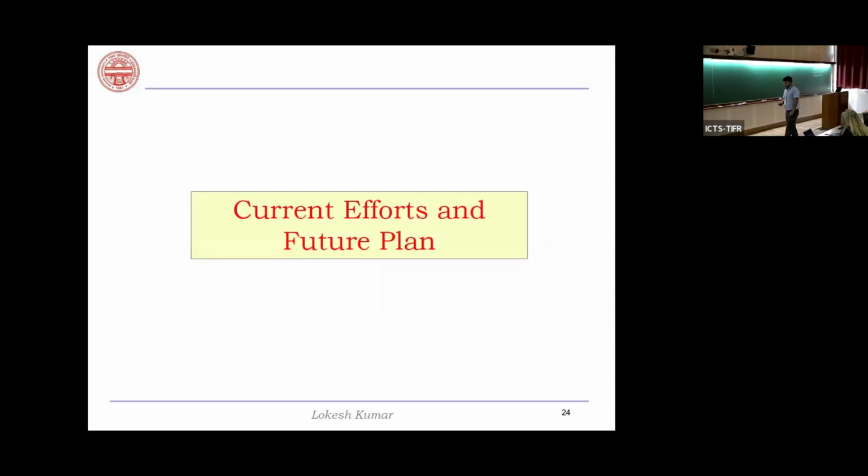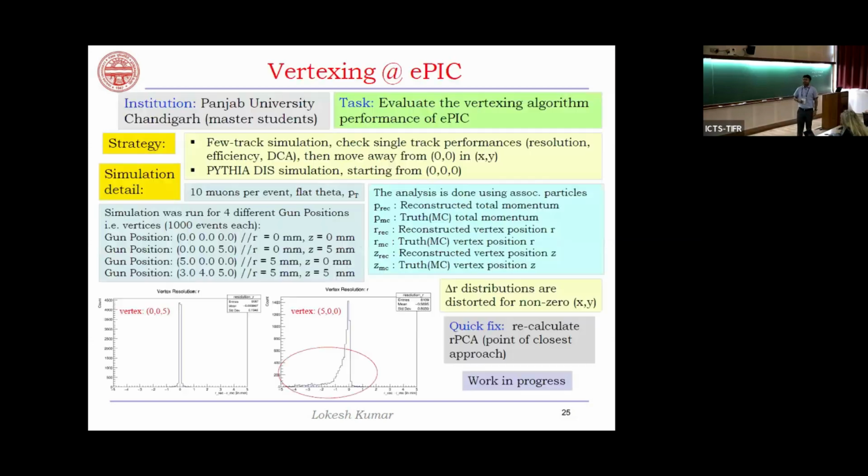Okay, so now I move to the next topic, which is our current efforts. Basically, we are doing some simulation in EPIC, and I will also cover our future plans. We are currently doing vertexing at EPIC. Two master students from Punjab universities are involved in it.